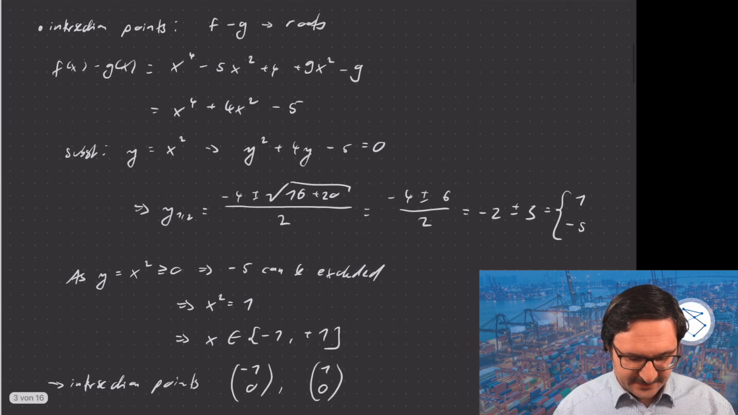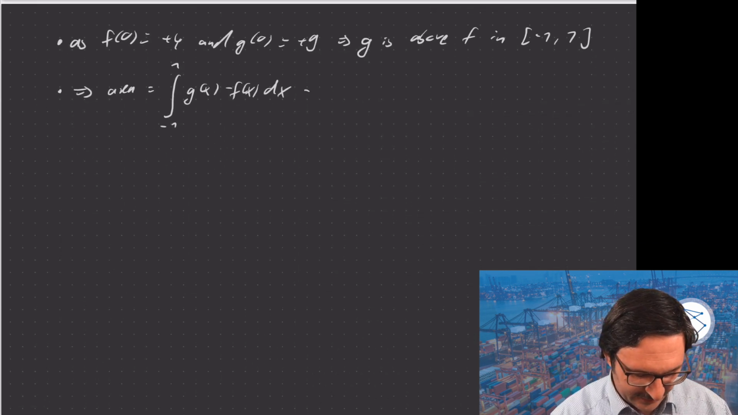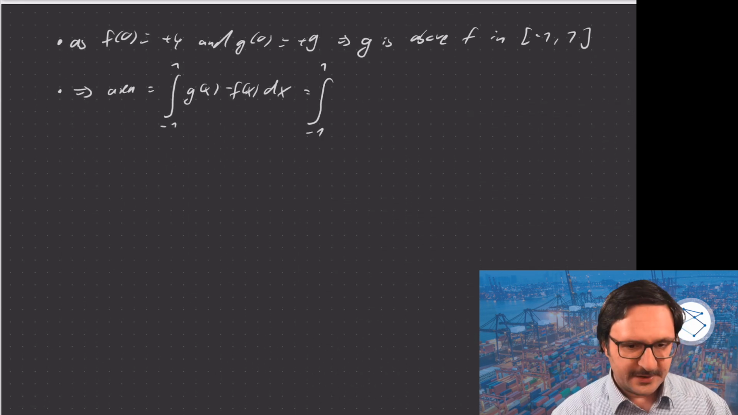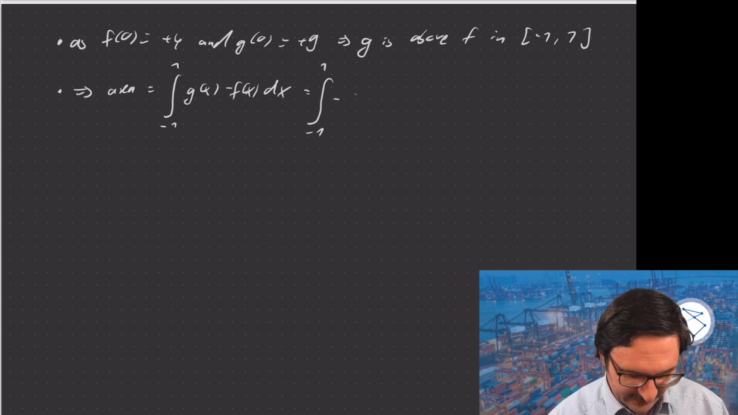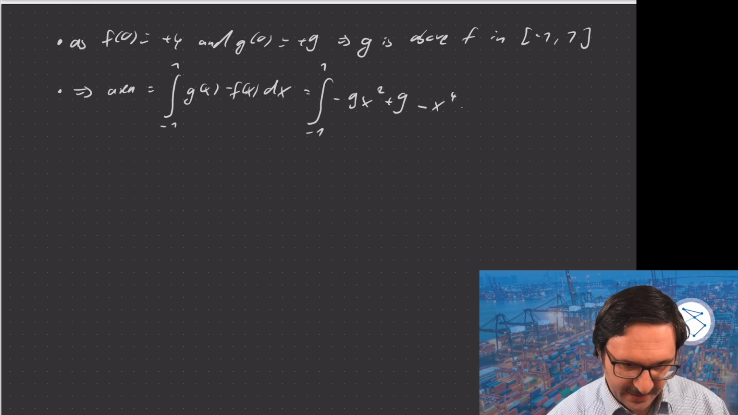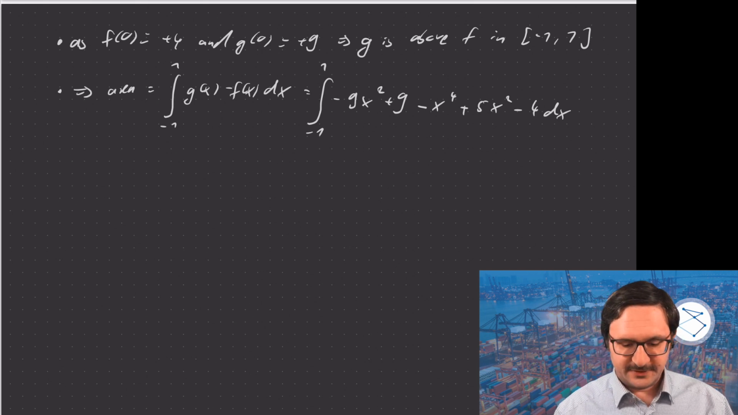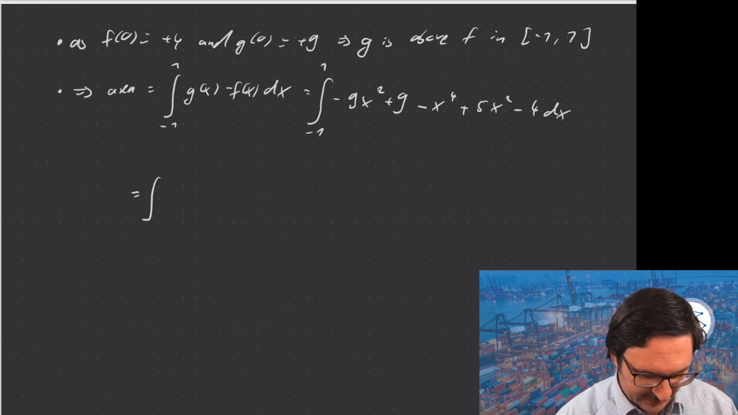G of x minus f of x, remember how those look like. So what we get here is the integral from minus 1 to 1. G of x was minus 9x squared plus 9. F was x to the power of 4, so minus x to the power of 4, minus 5x squared, and we have to change that to a plus because we're subtracting, and plus 4, that changes into a minus here. So this is the function that we need to integrate.